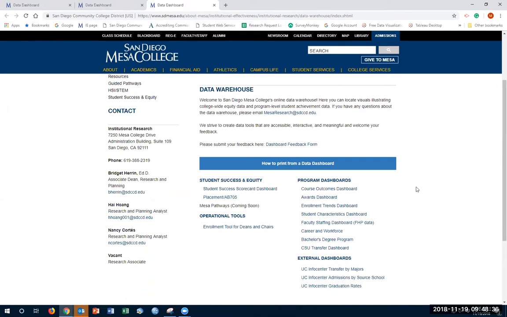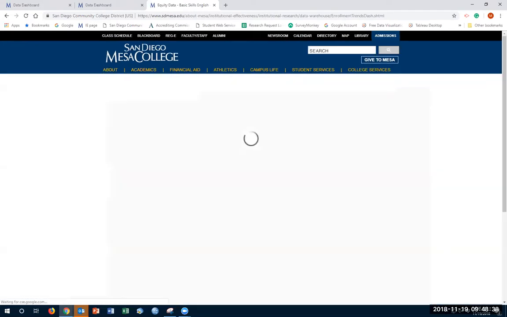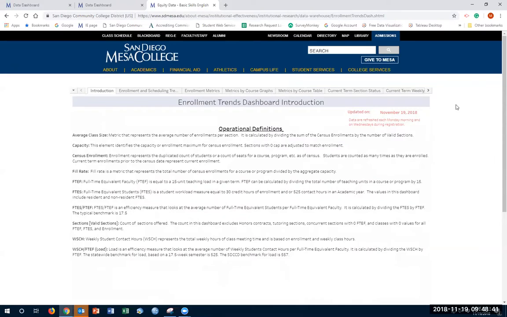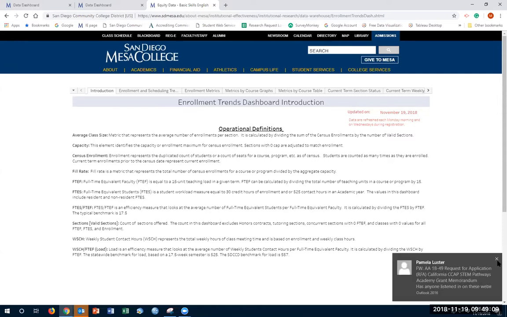We're going to spend a couple minutes going over our Enrollment Trends dashboard. The Enrollment Trends dashboard gives information about how many students are enrolled in courses, fill rates, full-time equivalent faculty assigned to a program or courses, full-time equivalent students enrolled, and various other measures and metrics that we look at in enrollment management. This dashboard is updated regularly, so please be sure you're looking at the updated on date here to ensure that the information is as recent as you need it to be.